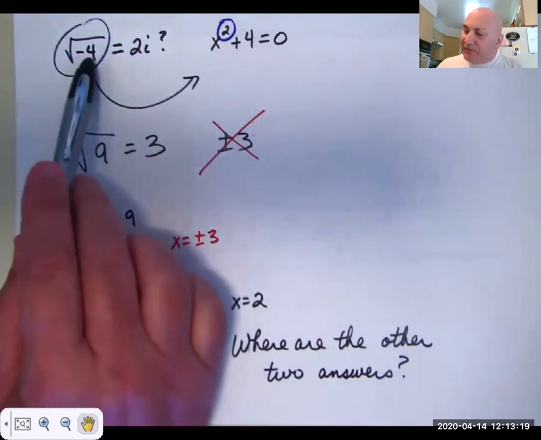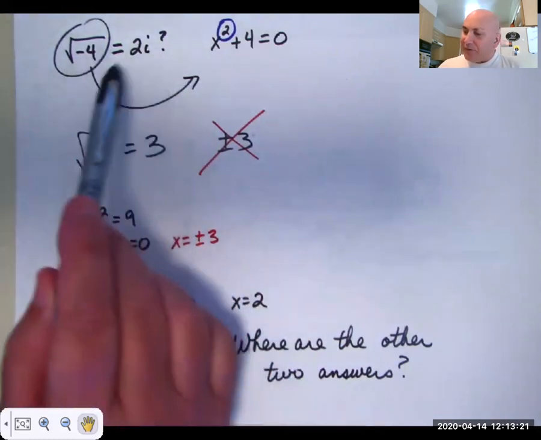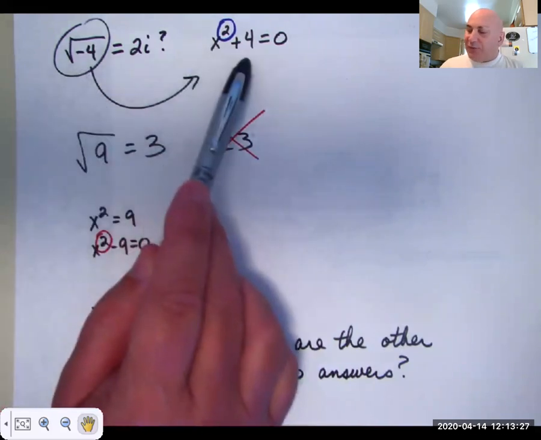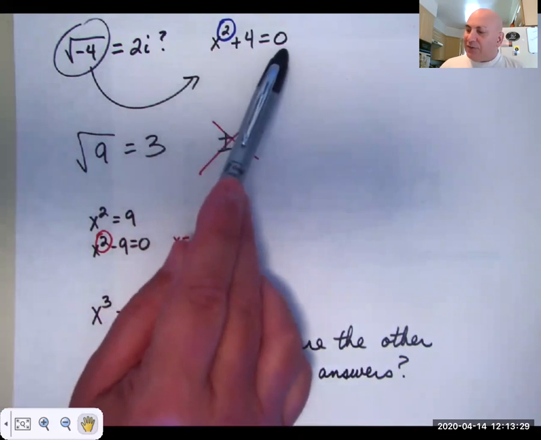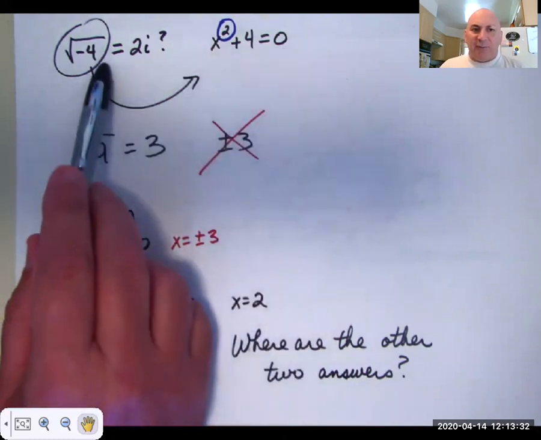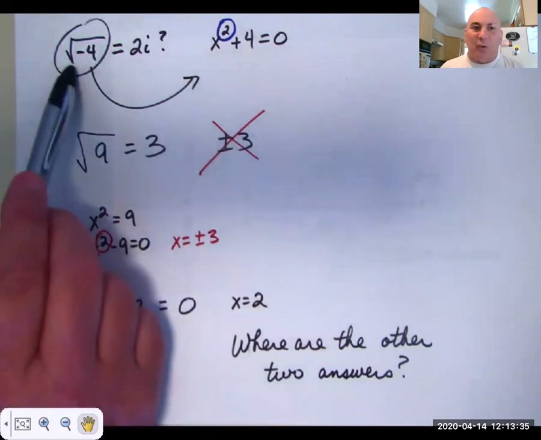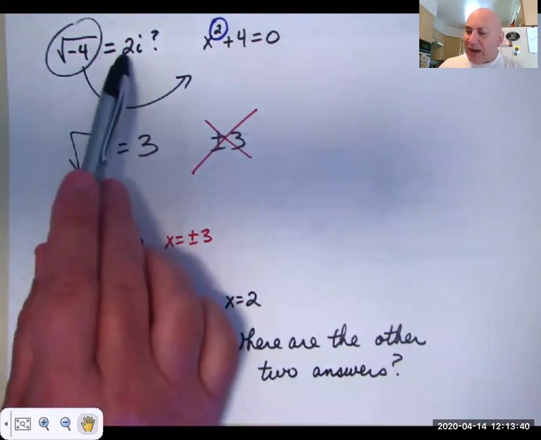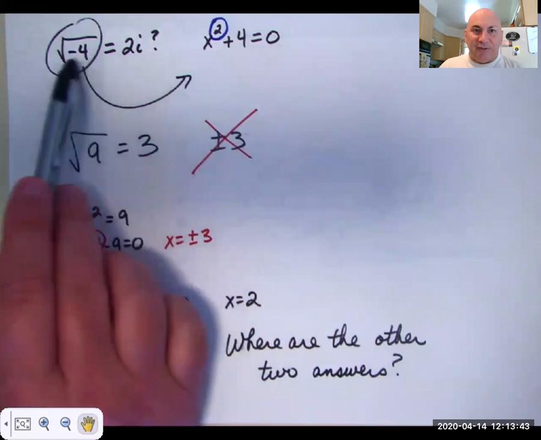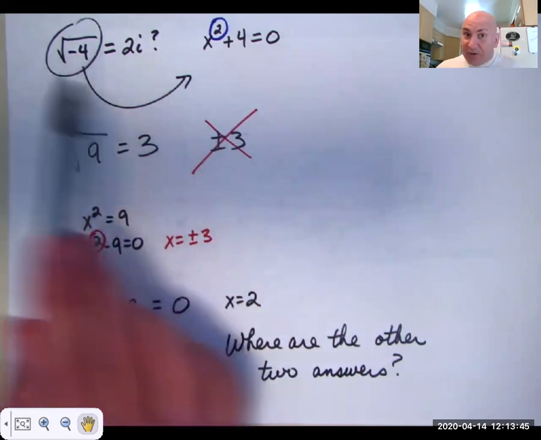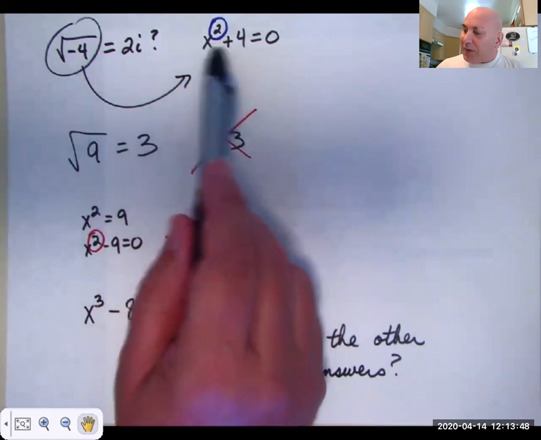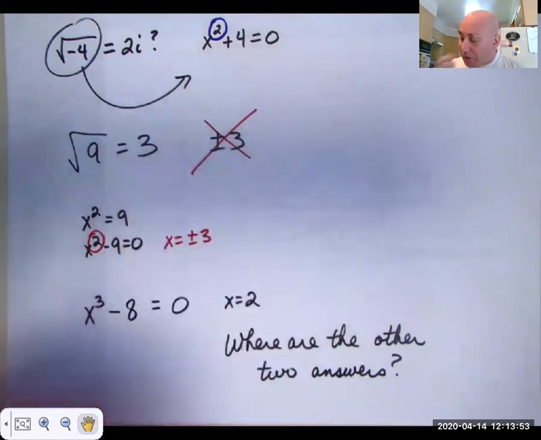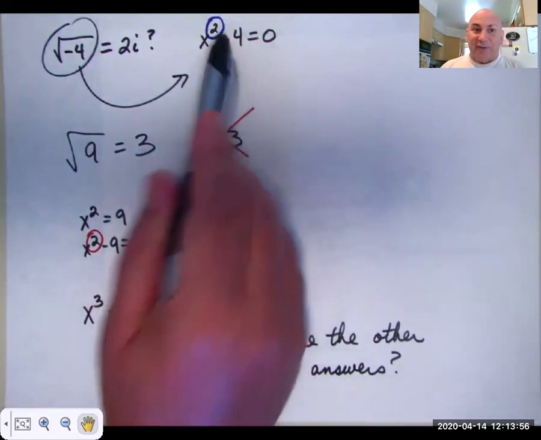Now, the square root of negative 4 is 2i. And you can see then that x squared plus 4 equals 0 gives me two answers. This problem only gives me one answer. When we're talking about a square root, we're always talking about the principal square root. So 2i is the only answer to this problem. However, since this problem, where x squared equals negative 4, is x squared, there are going to be two answers.